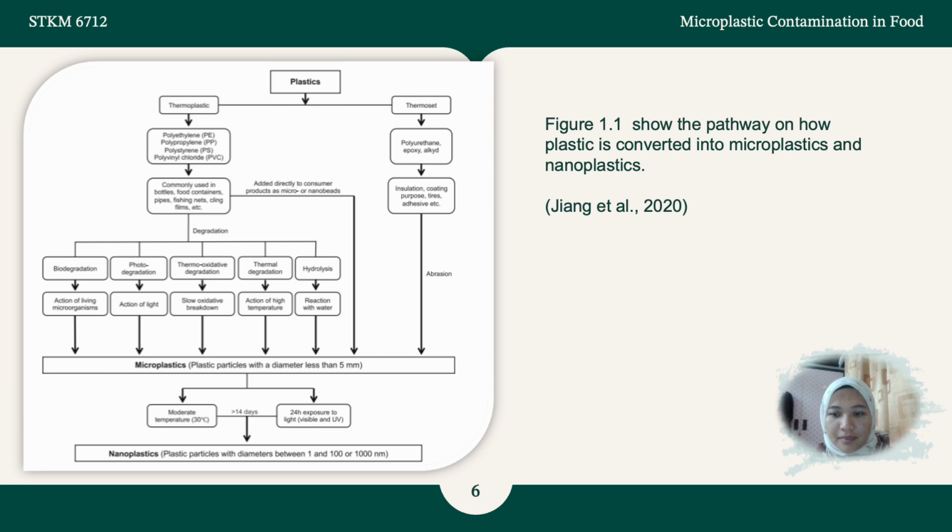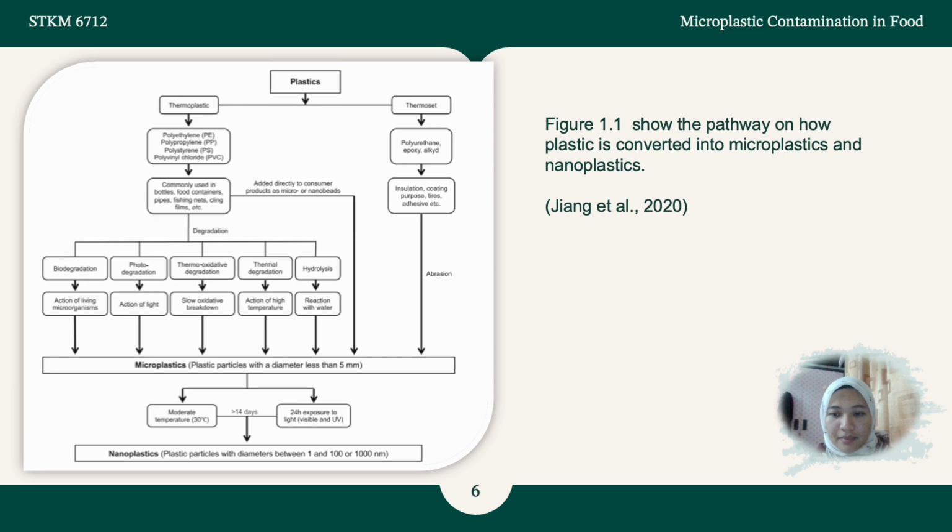Figure 1.1 shows the pathway on how plastic is converted into microplastic and nanoplastic. So from the figure, we can see that several types of plastic, PE, PP, PS, PVC, polyurethane, epoxy, alkyl, all of these can turn into microplastic through several types of reactions. As you can see from here: biodegradation, photodegradation, thermo-oxidative degradation, thermal degradation, hydrolysis, and abrasion. And all of these types of reaction can turn the plastic into microplastic.